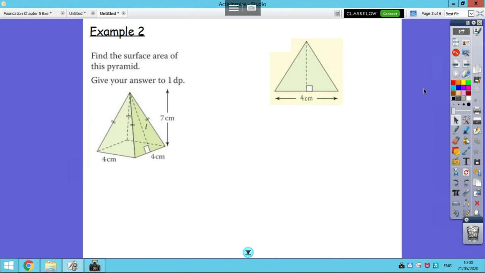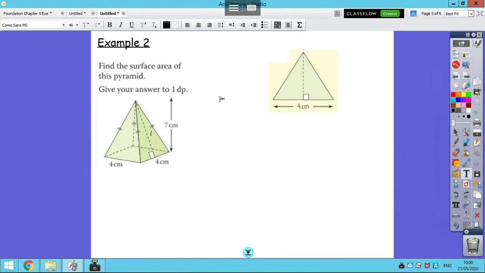So let's start off with the one face that we definitely can find the area of, and that's the square face. Sorry, I've just got to get my font a little bit smaller, otherwise I won't be able to fit everything on. So the square face is obviously going to be 4 times 4, which is 16 centimetres squared. Remember, surface area, we're dealing with squared.